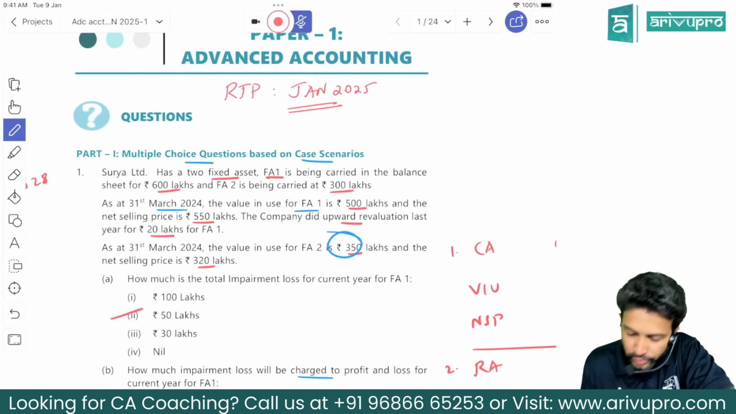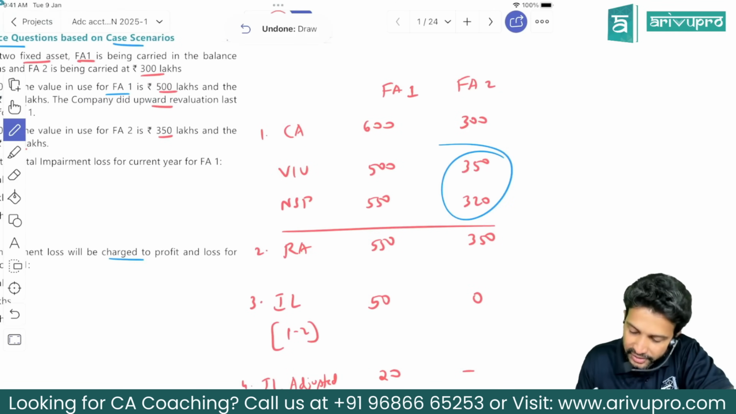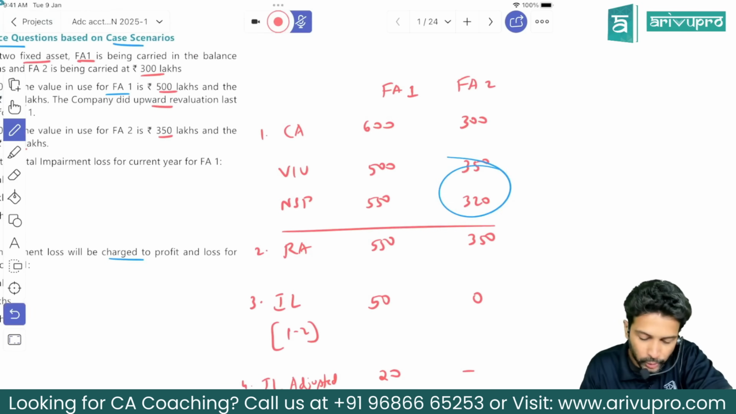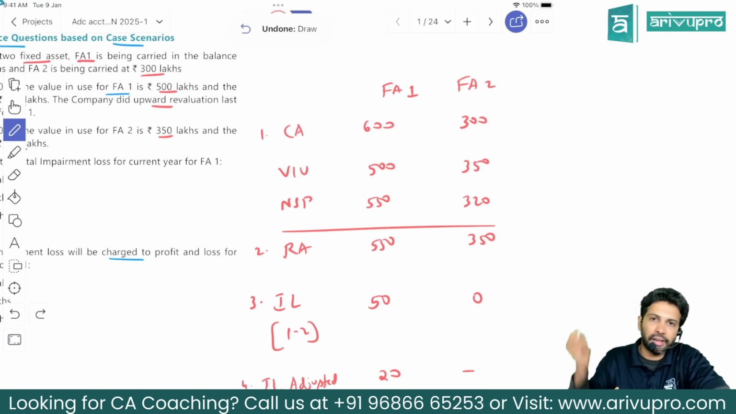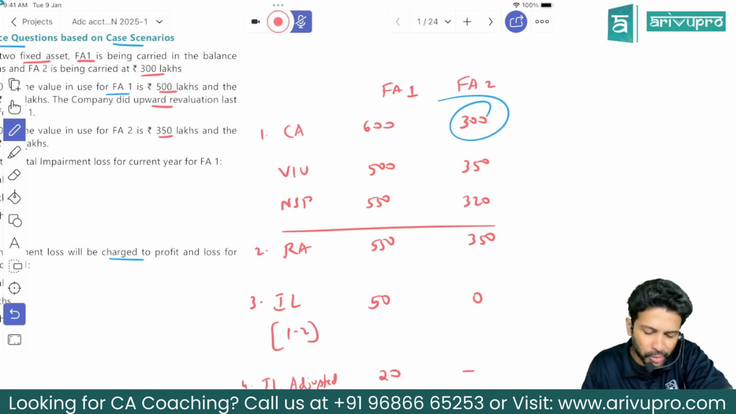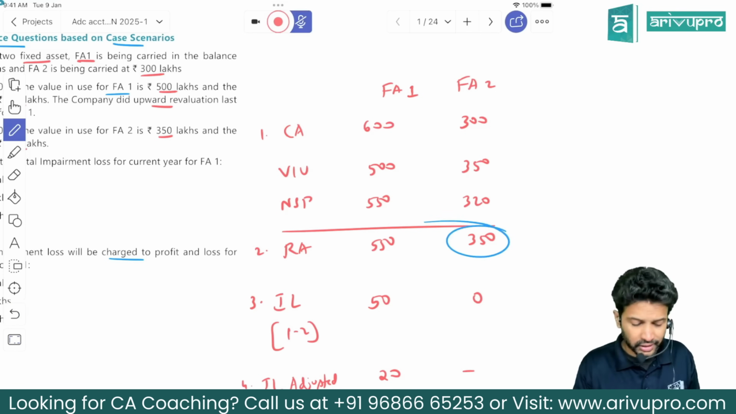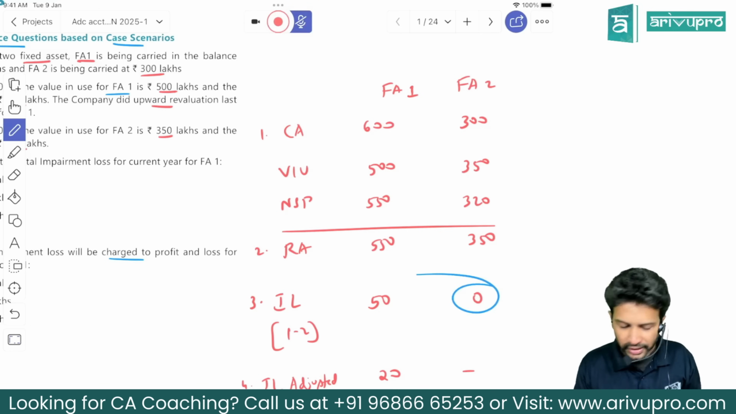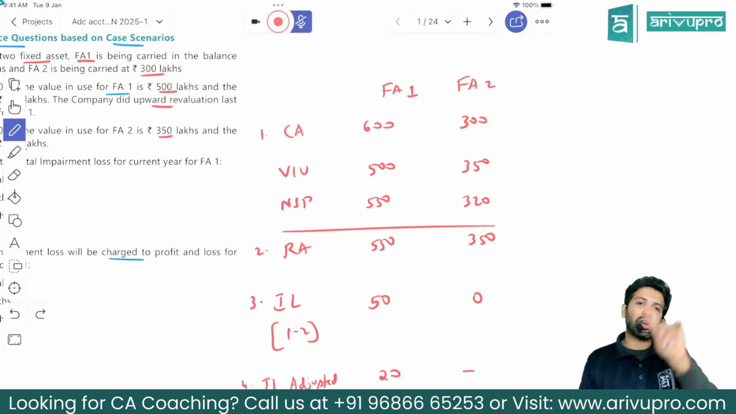What is value in use for FA2? 350. What is NSP? 320. I've updated both. So how do you get recoverable amount? Higher of 2 things, 350 or 320, whichever is higher. Which is higher? 350. So recoverable amount of FA2 is 350. Carrying amount is only 300. You are showing the asset in your books at 300, but by using or selling you can recover 350. So is this asset impaired? No. So the impairment loss of the second asset is 0.